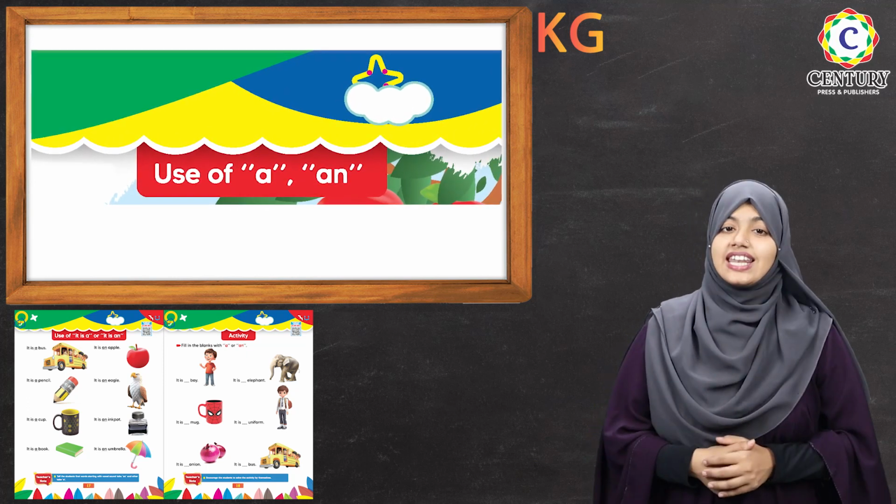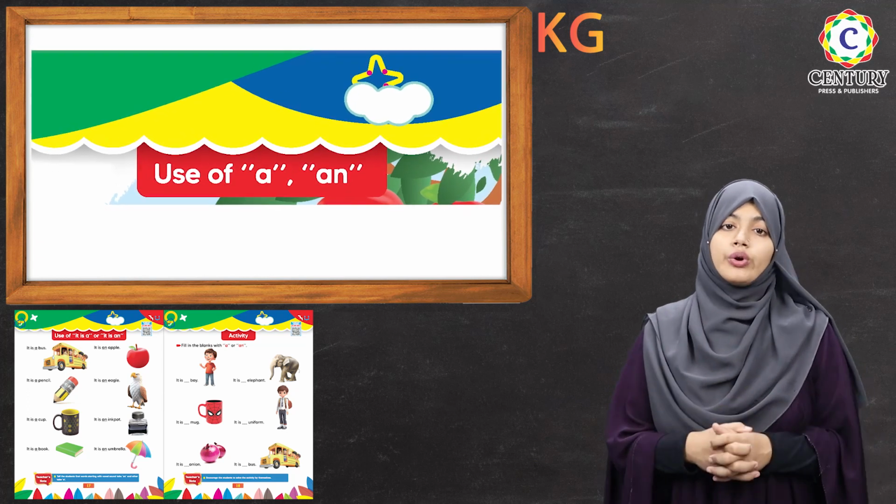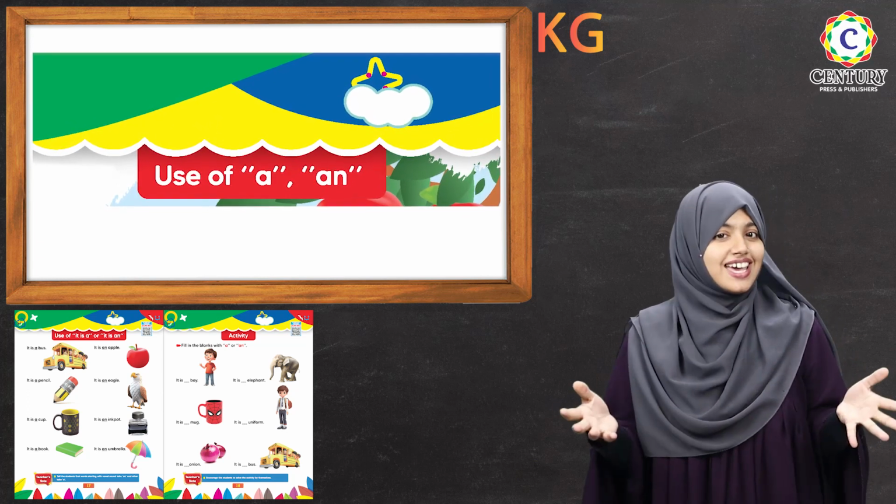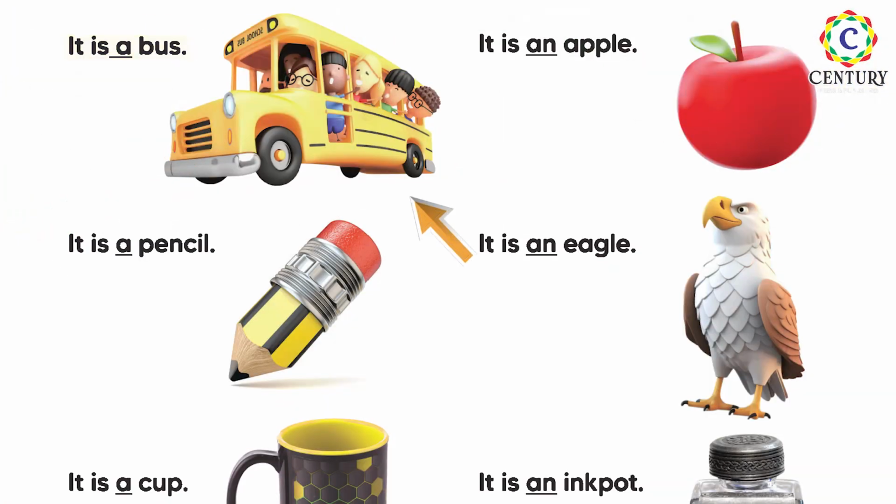So let's see on your page how we are using a and an once again. This is a bus. So here, it is a bus because B is not a vowel. It is an apple because A is a vowel. It is a pencil. P is not a vowel, so we are using a pencil. It is an eagle because E is a vowel.